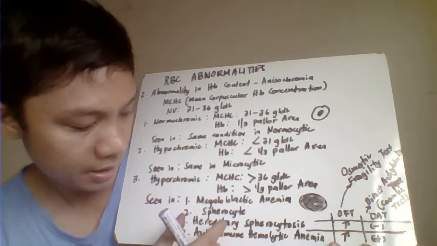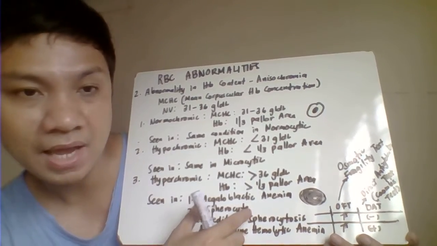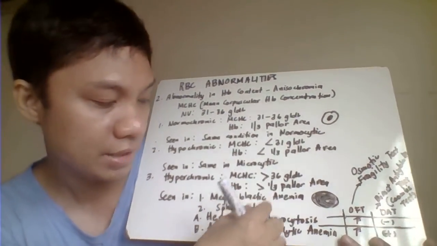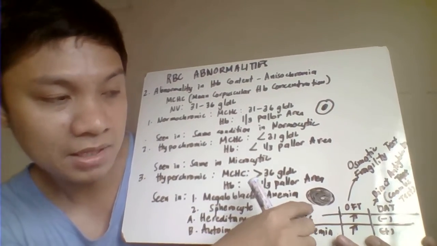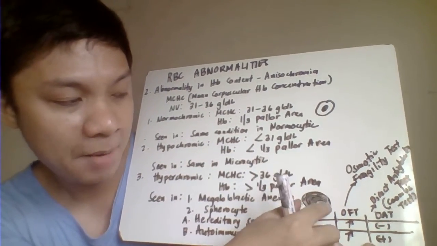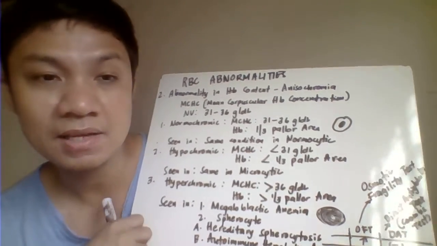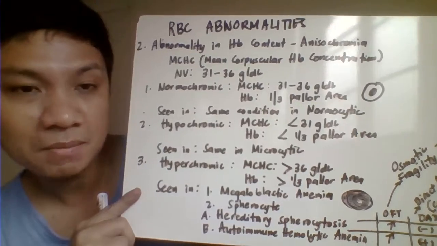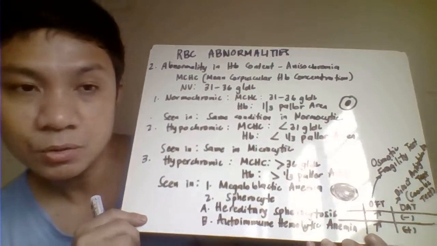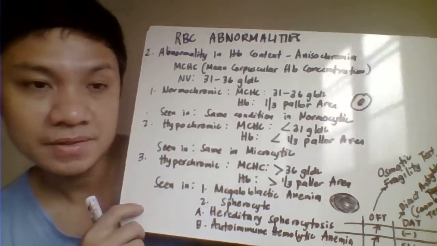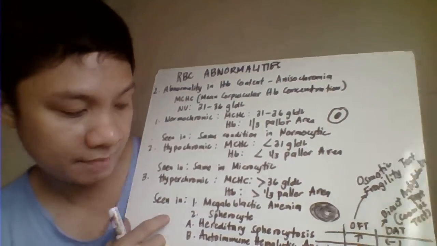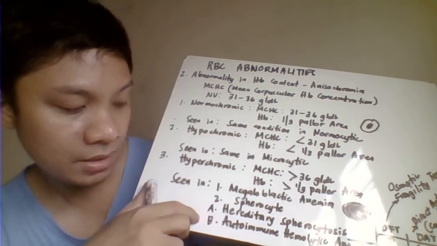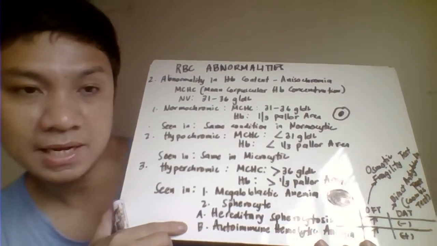Ang hyperchromic in the case of your spherocyte would not be related to an increase in MCHC more than 36 grams per DL, but it appears to be hyperchromic kasi sobrang dark area niya. It's because of the sphering na nangyari. It's trying to become a sphere. So we have two conditions that result in the production of your spherocyte. The first one, hereditary spherocytosis. Another one is your autoimmune hemolytic anemia.